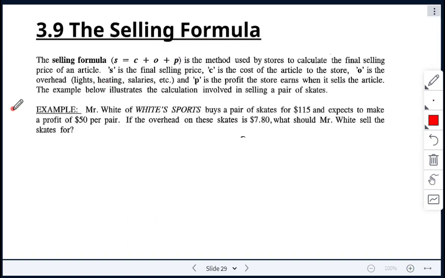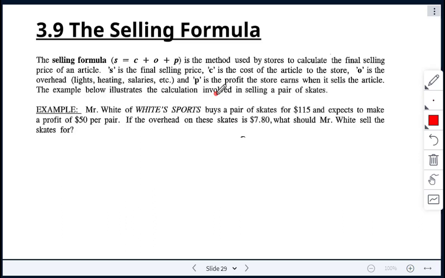So let's look at our first example. Mr. White of White's Sports buys a pair of skates for $115 and expects to make a profit of $50 per pair. If the overhead on these skates is $7.80, what should Mr. White sell the skates for? So what this means is he's buying them for $115 from wherever he gets them from, and he's going to sell them at his store, and he wants to make a profit of $50 per pair. The overhead is $7.80, meaning things like any lighting or heating in his building, paying salaries to his employees. So what should he sell his skates for?